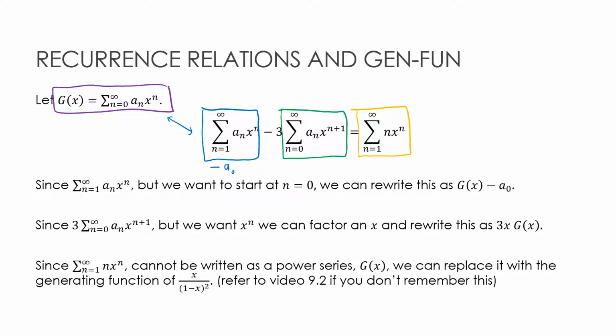So I'm going to rewrite my blue expression as g of x minus a sub 0, because now it's exactly what I want. Now let's take a look at the green.